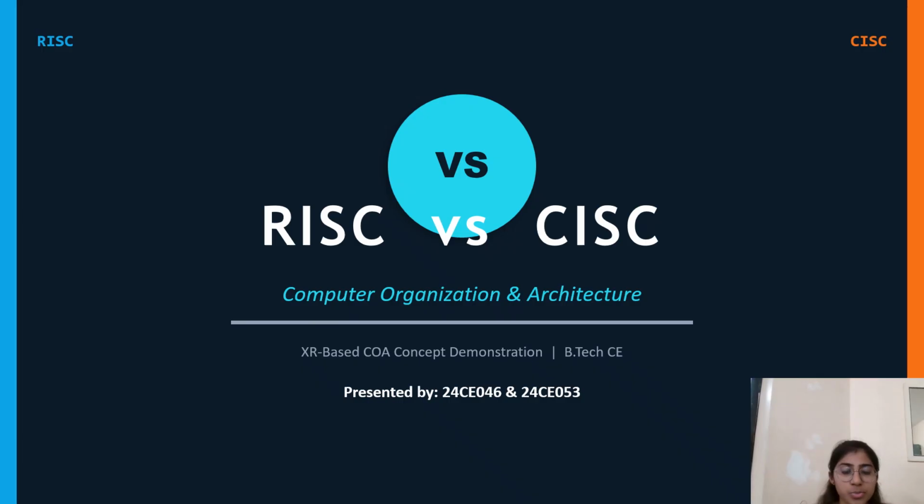Today we are going to explore one of the most fundamental topics of computer organization and architecture, that is RISC versus CISC architecture. By the end of this presentation, you will clearly understand what RISC and CISC mean, how they differ, and which one is used where in the real world.